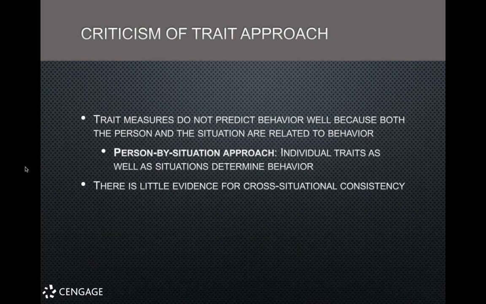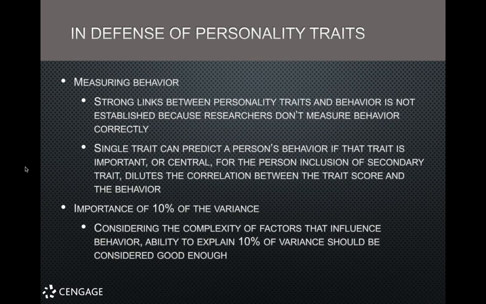So what are some criticisms of the trait approach? Trait measures do not predict behavior well because both the person and the situation are related to behavior. The person by situation approach basically states that individual traits as well as situations both determine behavior. There is little evidence for cross-situational consistency. So despite whatever traits one might inhabit, these are always under the influence of environmental factors, and this is one of the criticisms of the trait approach.